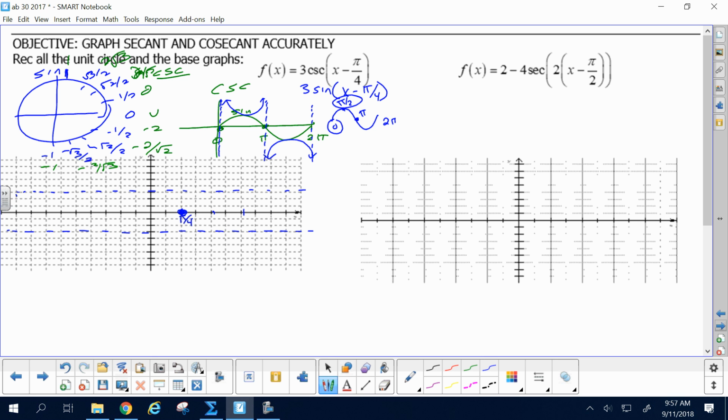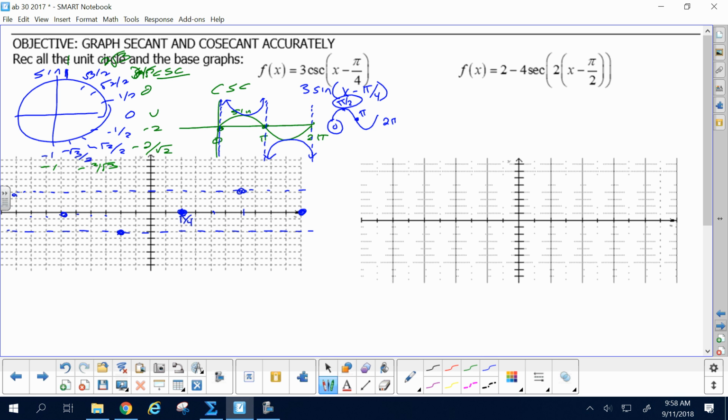4. Based on my scale, if every 2 boxes is pi over 4, then every pi over 2 would be 4 boxes away. So 1, 2, 3, 4, max. 1, 2, 3, 4, middle. I'm kind of off the graph, so let's go back. Going back. 1, 2, 3, 4, min. 1, 2, 3, 4, middle. 1, 2, 3, 4, max. Okay? Now, with those dots there, that'll probably be enough to start getting my cosecant graph.